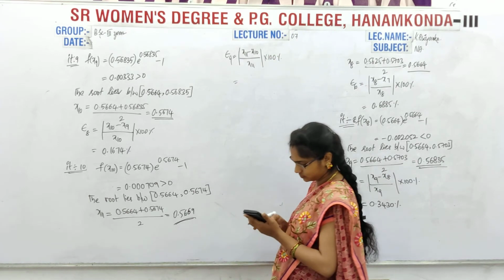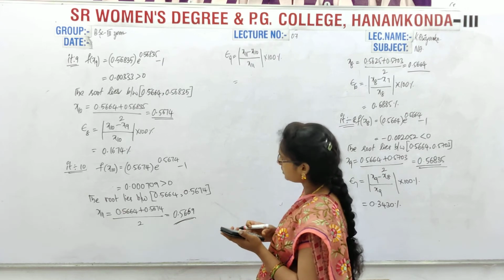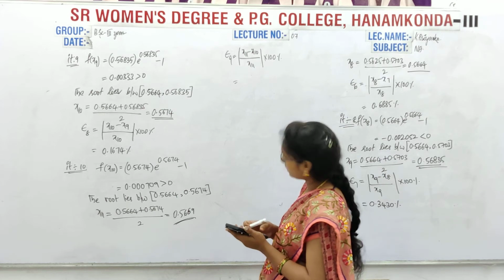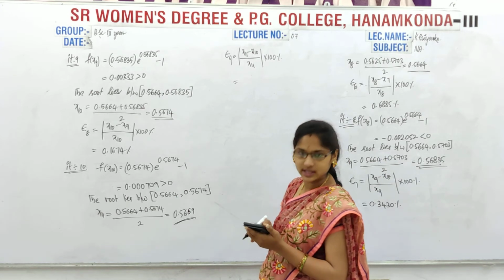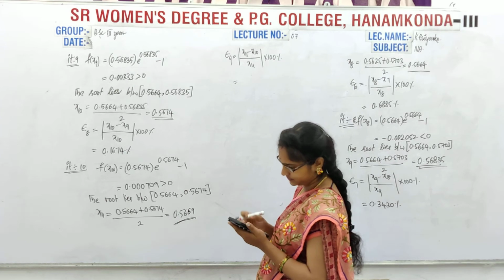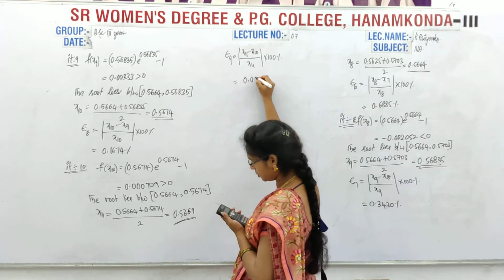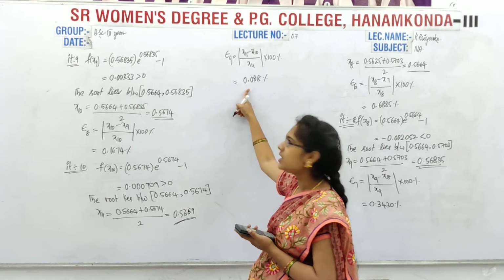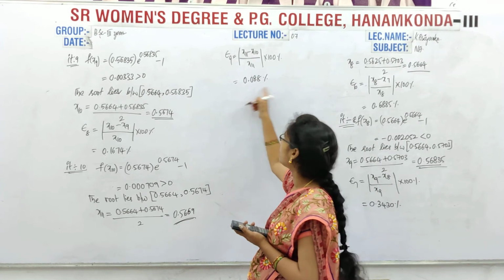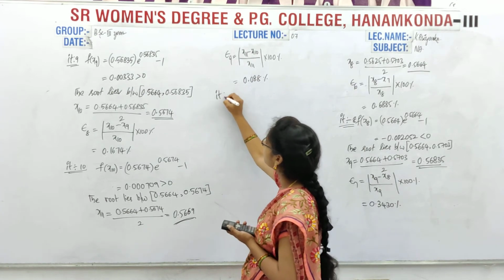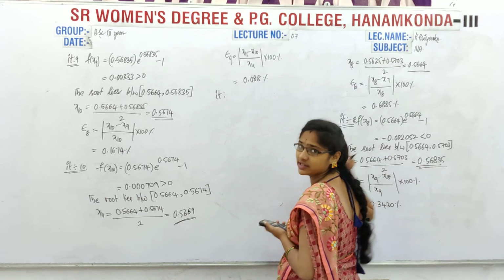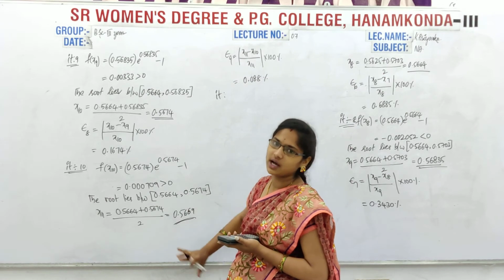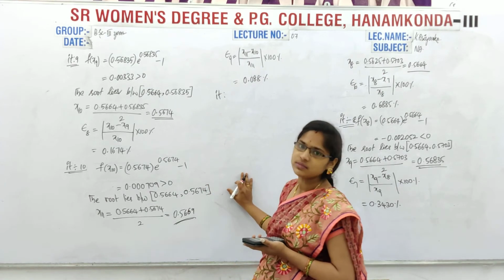Now x10 is 0.5674 divided by 0.5669 into 100. Now it is 0.088%. So what I mentioned, 0.05, now it is somewhat near value, right? 0.08. Now again we have to go for the next iteration because here we have 0.568, 0.567, 0.566, very near value. So if I take a new interval, obviously we will get some similar value.